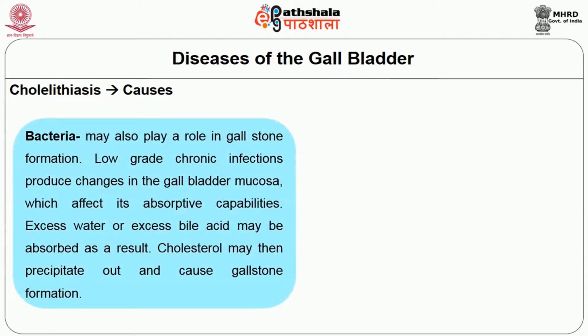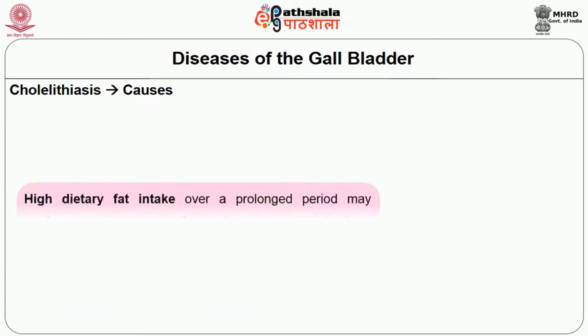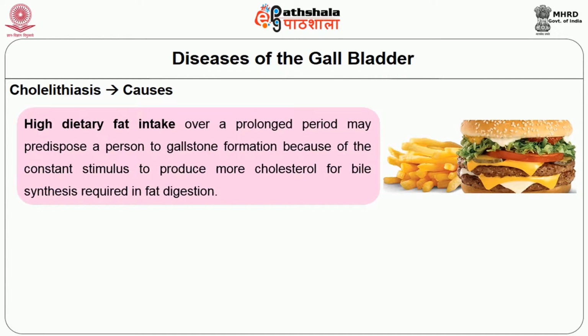The next cause is bacteria, which may also play a role in gallstone formation. Low-grade chronic infections produce changes in the gallbladder mucosa which affect its absorptive capabilities. Excess water or excess bile acid may be absorbed and precipitate out, causing gallstone formation. High dietary fat intake over a prolonged period may predispose a person to gallstone formation because of the constant stimulus to produce more cholesterol for bile synthesis required in fat digestion.